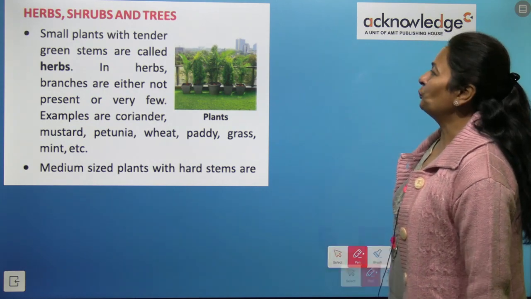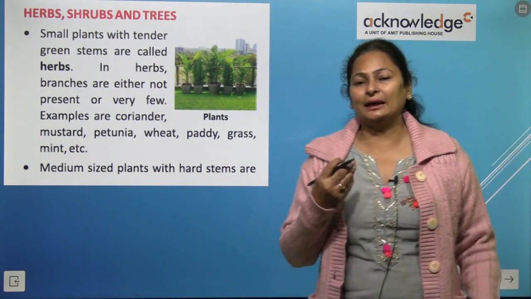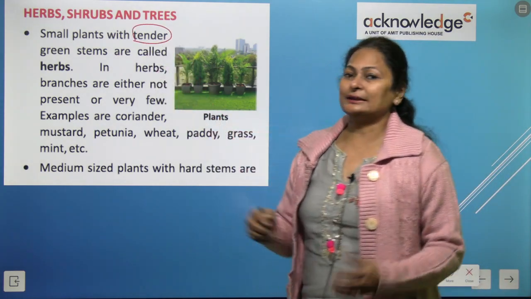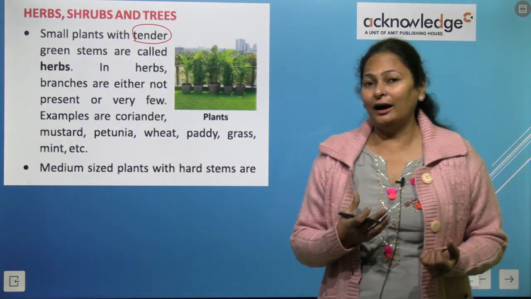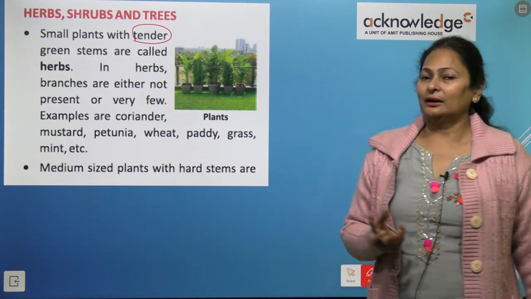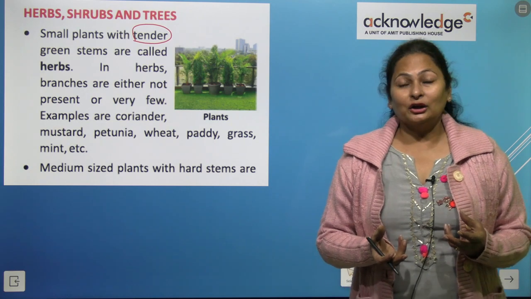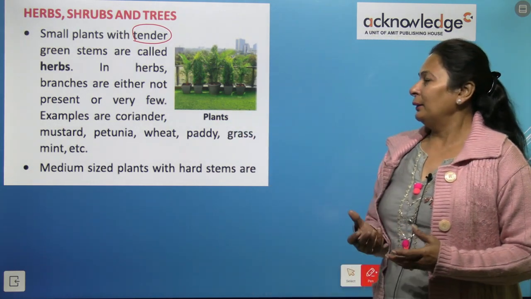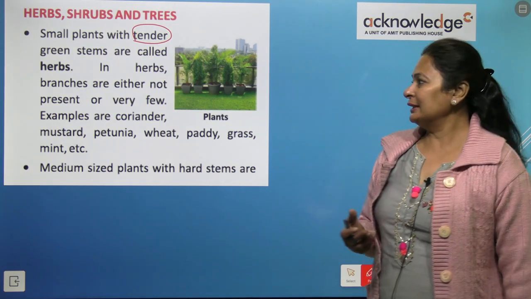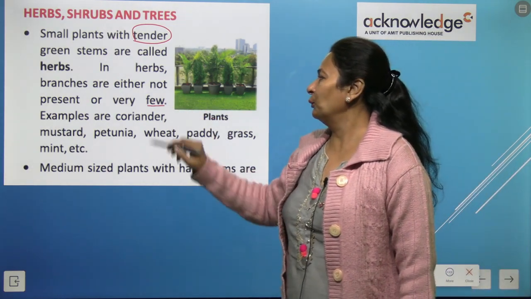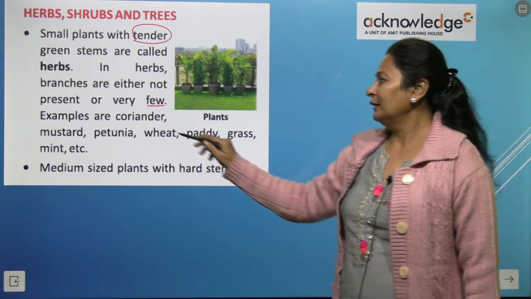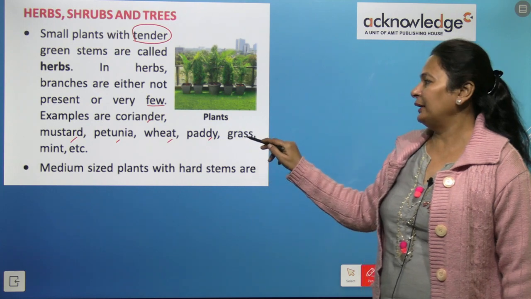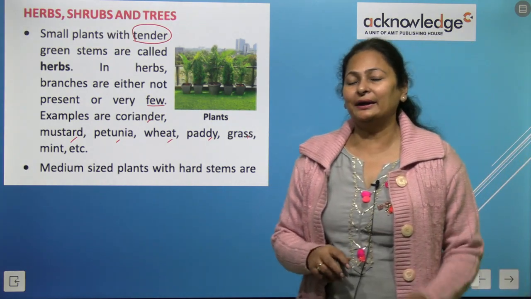Small plants with a tender green stem are called herbs. Tender green means it is soft, not a hard stem, and it is green, with chlorophyll. In herbs, branches are either not present or very few. Examples are coriander, mustard, petunia, wheat, paddy, grass and mint, right?